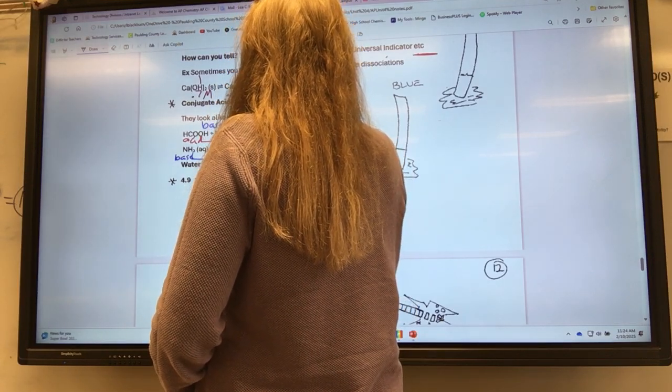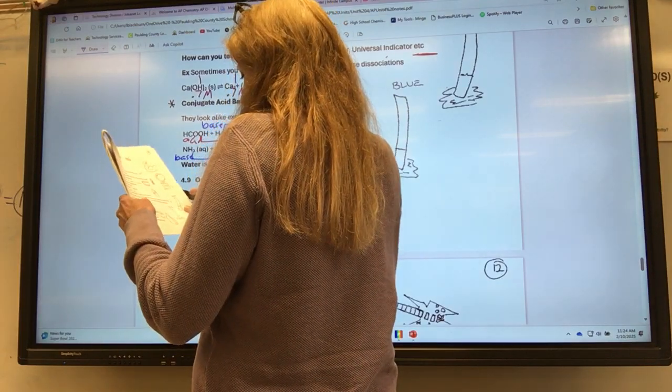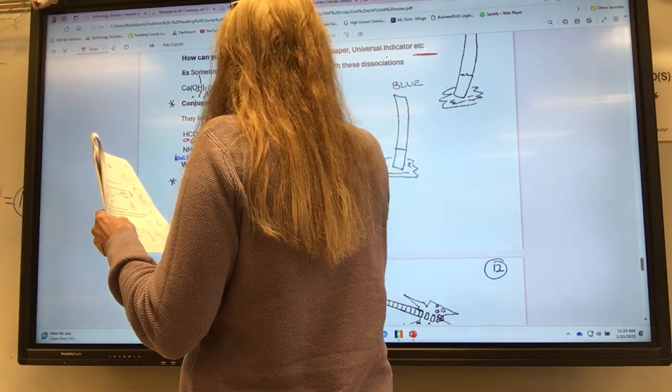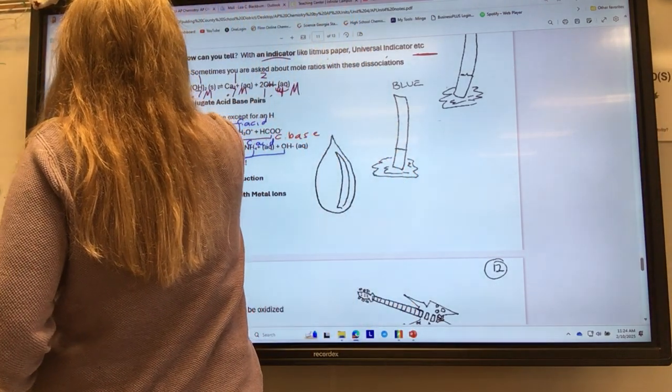Ammonium, he gained an electron. I think I wrote that backwards. Hold on. No, I didn't. So that's the conjugate acid. That's water. Okay, so let me go to a different color.